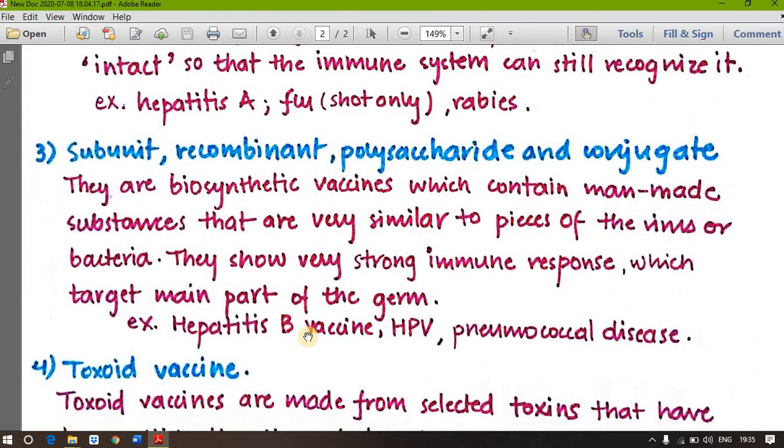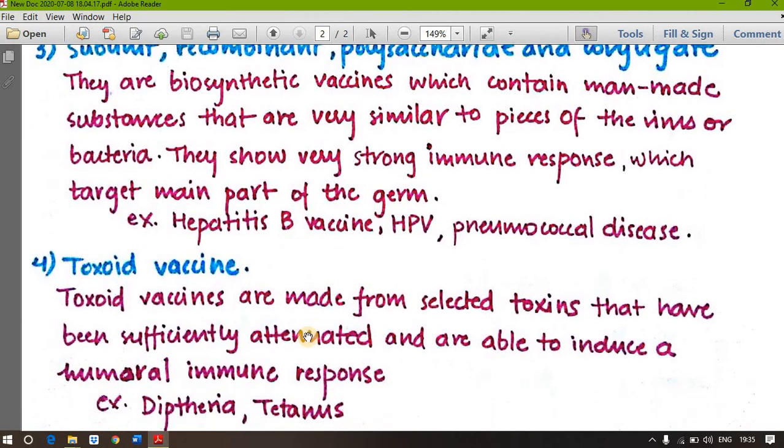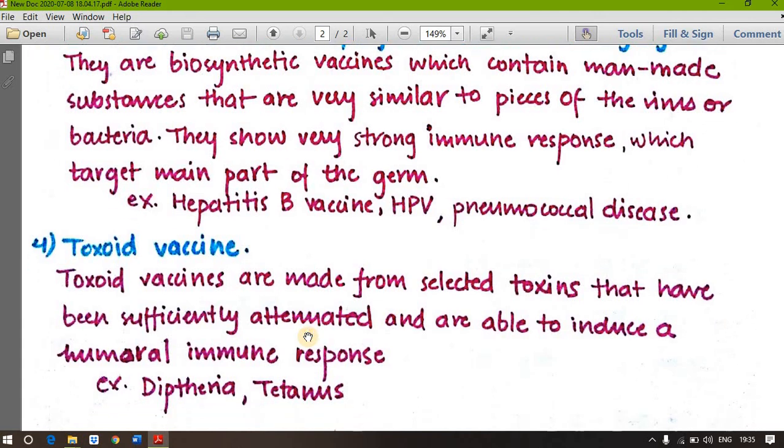The fourth and last one is the toxoid vaccine. Toxoid vaccines are made from selected toxins that have been sufficiently attenuated and are able to induce a humoral immune response. Examples are diphtheria and tetanus.